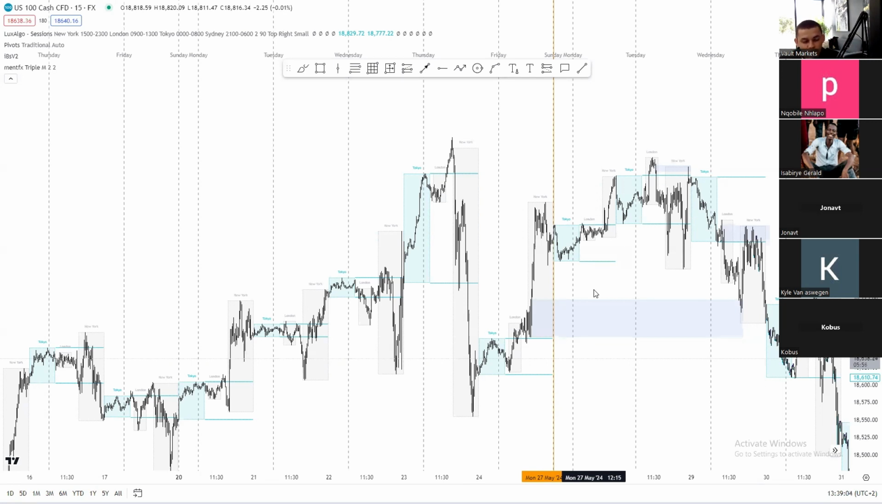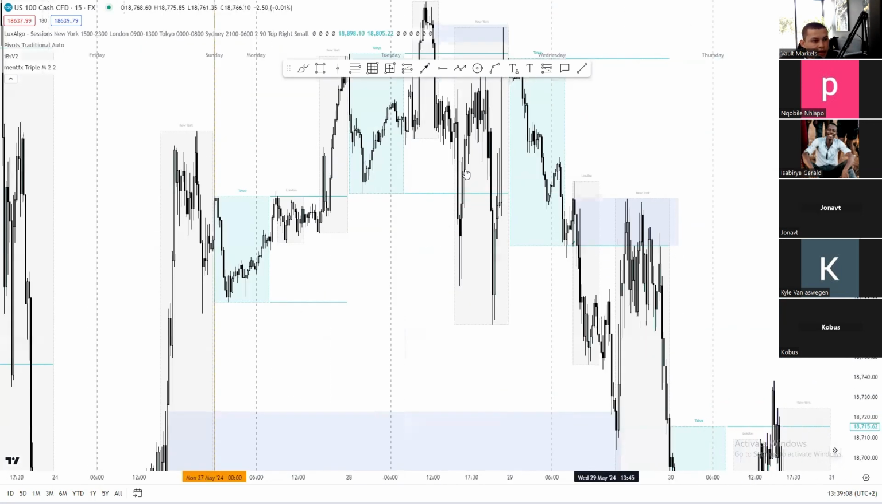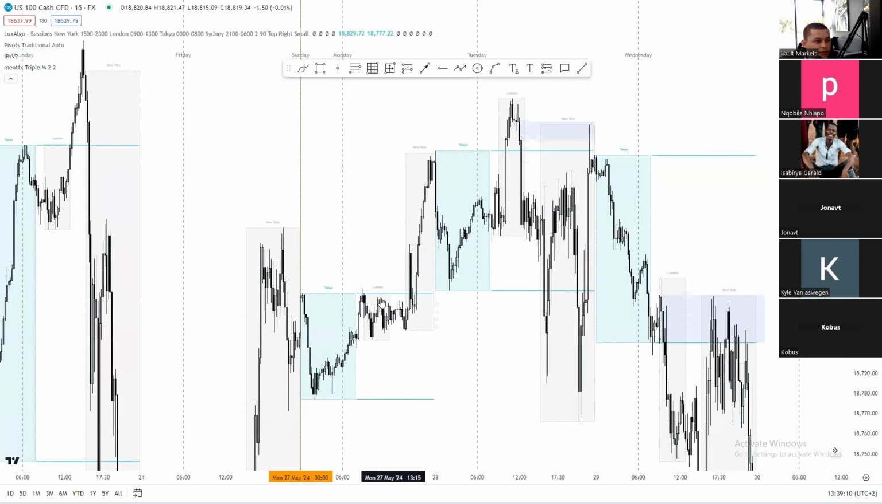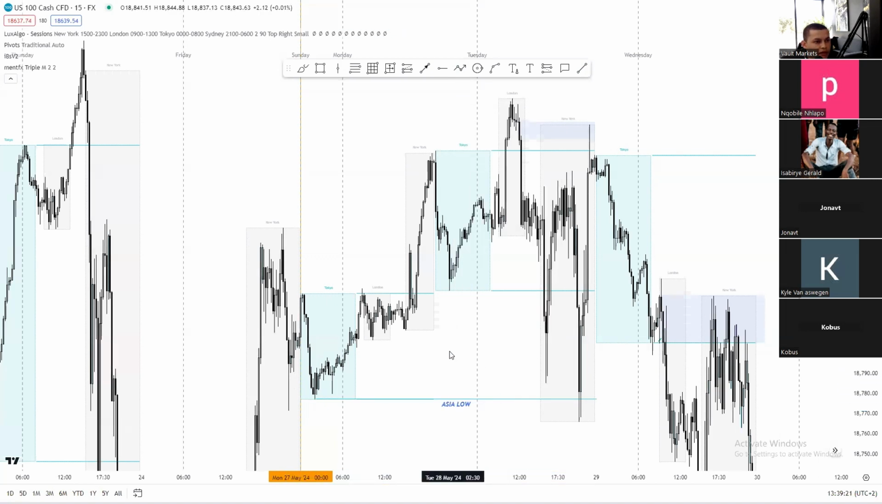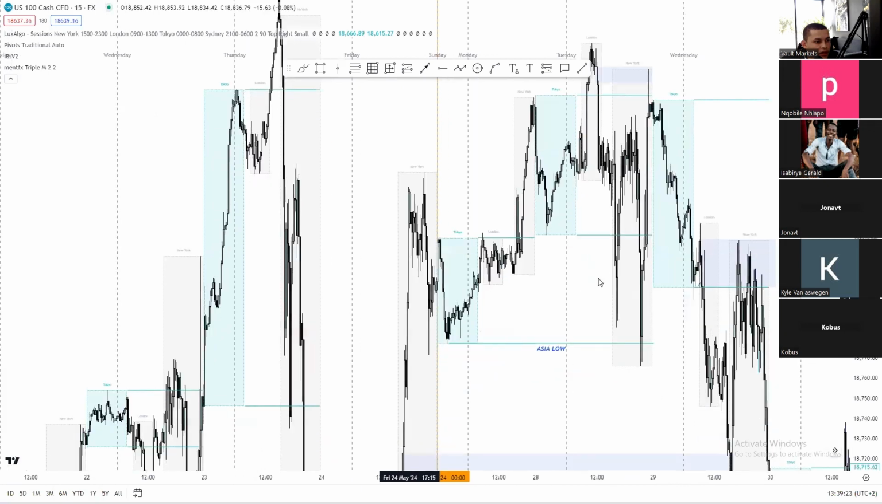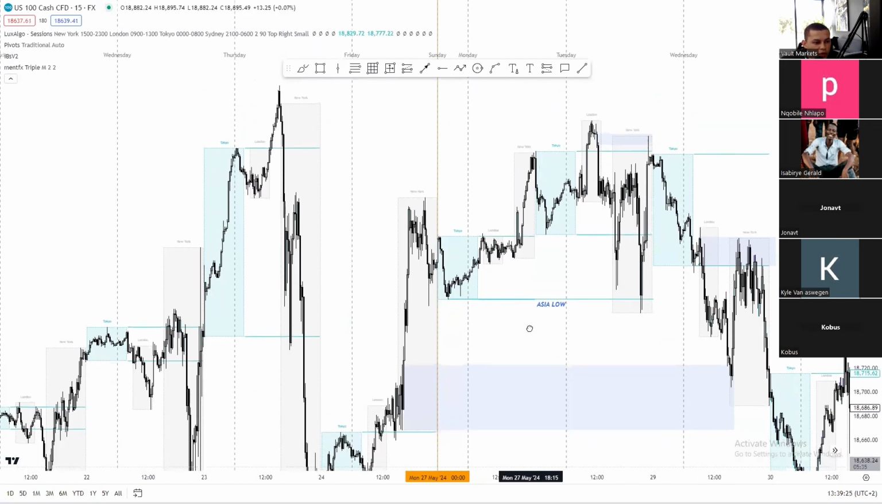Now, obviously, we know nothing is perfect. It won't happen exactly the same, like over here. Here's a good example. We can see price broke above and never took out this Asian low. But usually these Asian highs and lows that are untested become reference points for the future. We'll see quickly if we can make one more example before we leave.